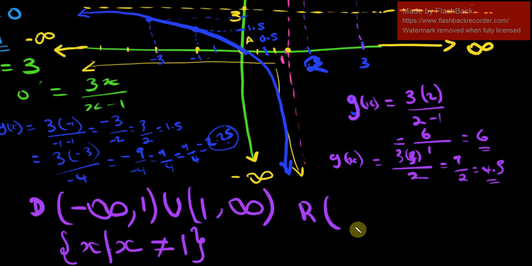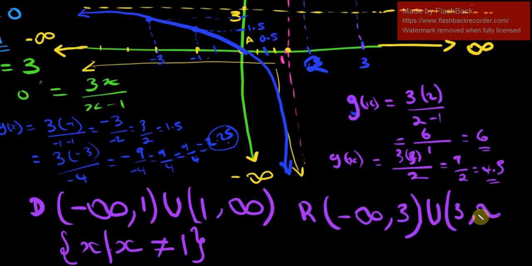And the range is from minus infinity to 3, union 3 to positive infinity, which you can also write as all the values of y are valid except for y should not be equal to 3.